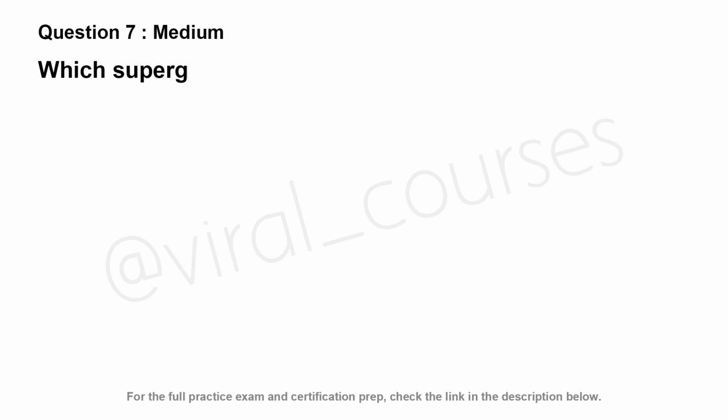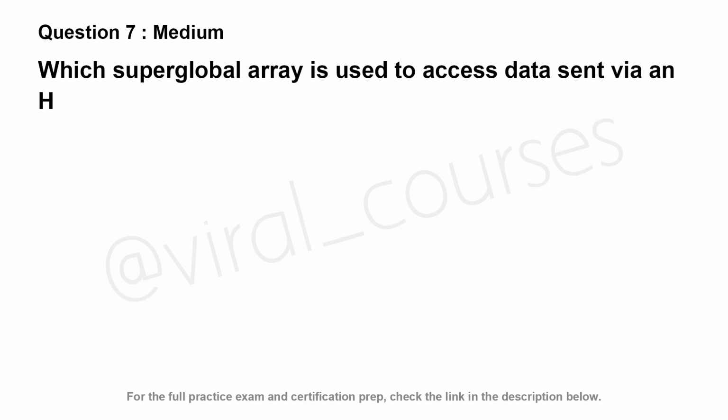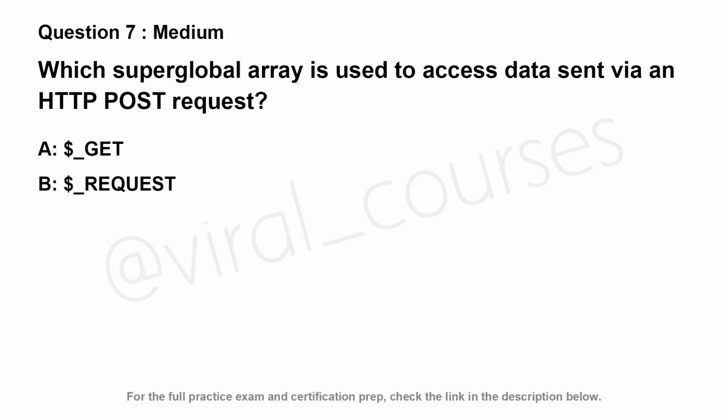Which superglobal array is used to access data sent via an HTTP POST request? Option A, $_GET. Option B, $_REQUEST. Option C, $_POST. Option D, $_SERVER.